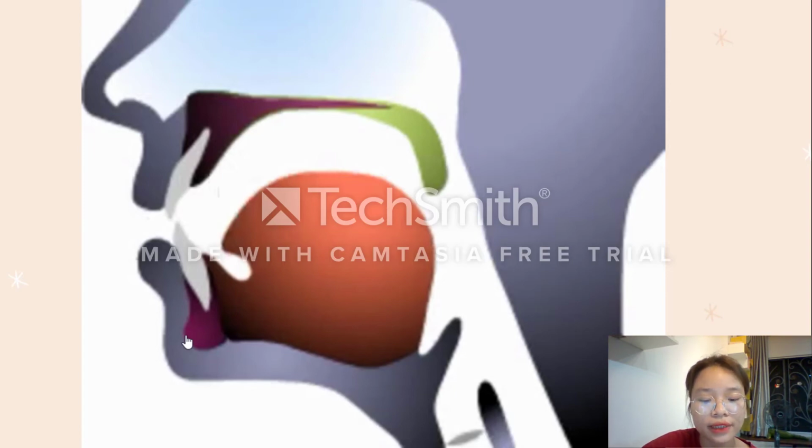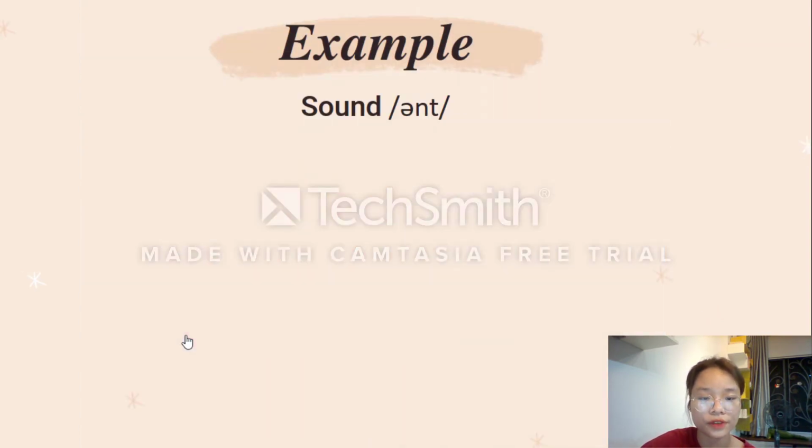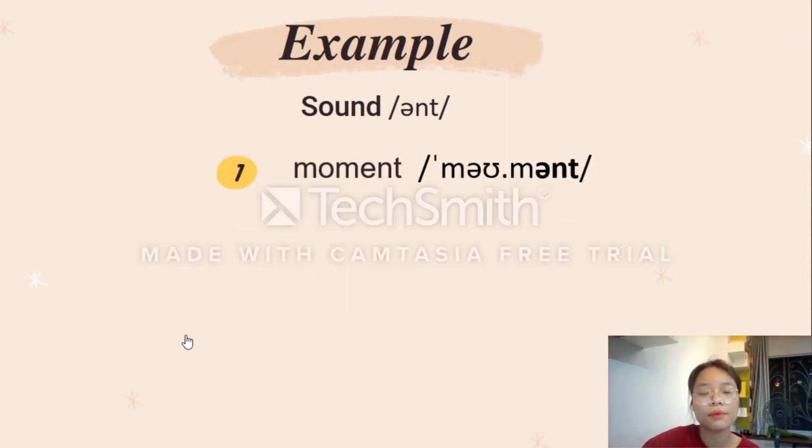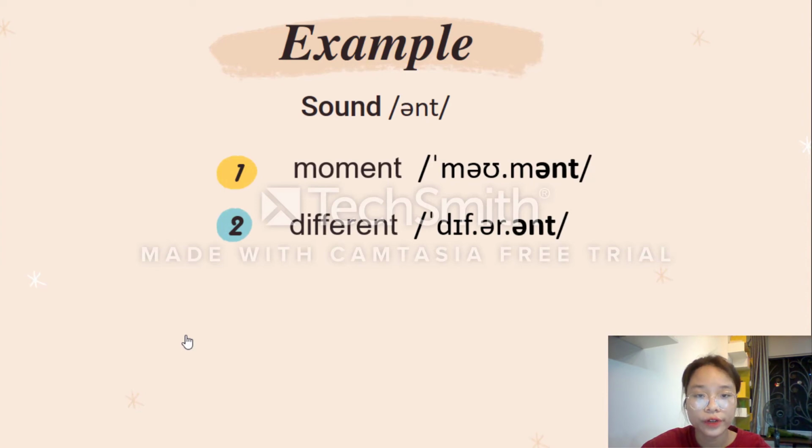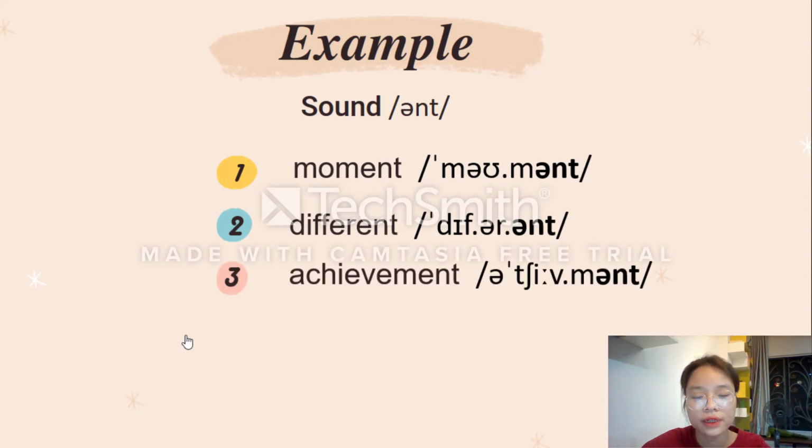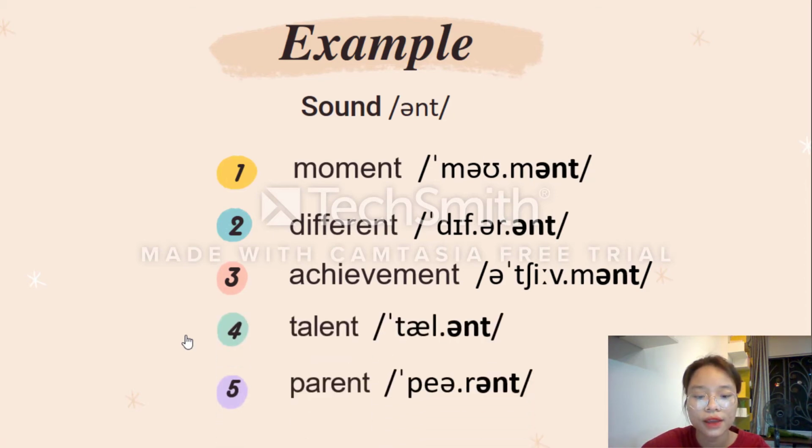Here are some of my examples. Say them after me. Moment, moment, moment. Different, different, different. Achievement, achievement. Talent, talent. And the last one, parent, parent, parent. Can anyone give me words containing this bundle? Wonderful. It seems like we have all known about it, right?